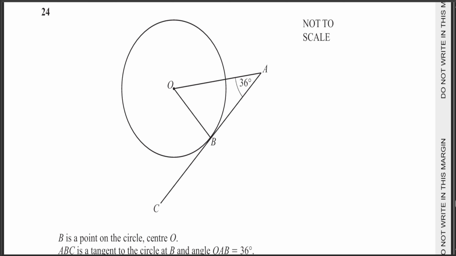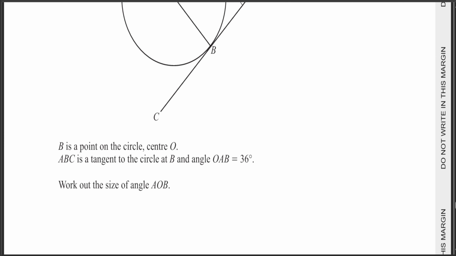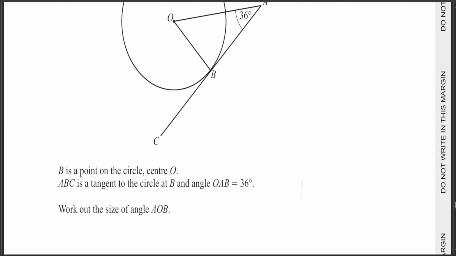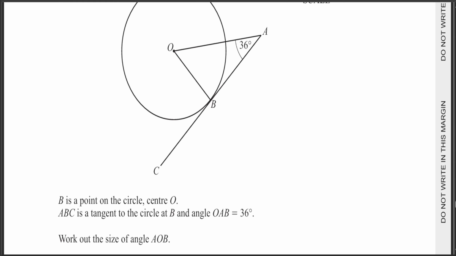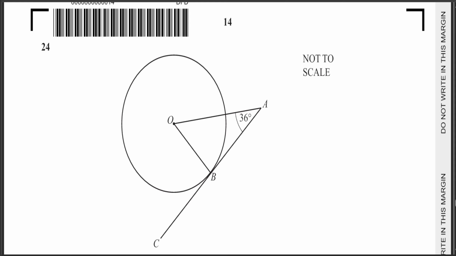B is a point on the circle with center O. ABC is a tangent to the circle at B, and angle OAB is equal to 36 degrees. Work out the size of angle AOB. AOB, this is the angle. So let's work out this angle.